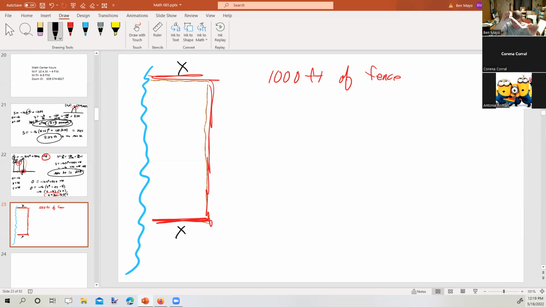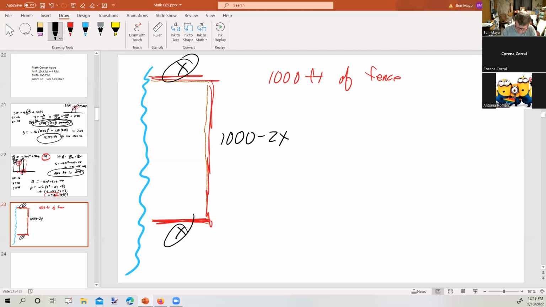Yes. The whole thing is how long? The whole thing, how long is it? It would be 1,000 feet of fence. 1,000 feet, right? Okay. If I take this piece away and this piece away, what have I taken away? 2 X's. Right. So if this is X and this is X, this would be 1,000 minus 2X. Okay. See where I got that?